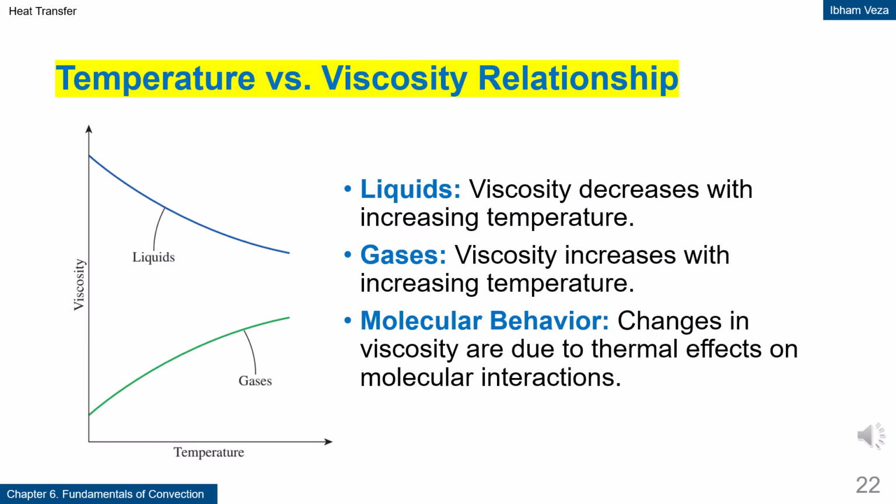Temperature versus viscosity relationship. For liquids, viscosity generally decreases as temperature increases because intermolecular activity becomes weaker. In contrast, for gases, viscosity increases with temperature due to increased molecular activity. This difference in behavior comes from different momentum transport mechanisms in liquids and gases. This relationship is very important in flow and heat transfer analysis. Changes in viscosity directly affect the Reynolds number and the flow regime.